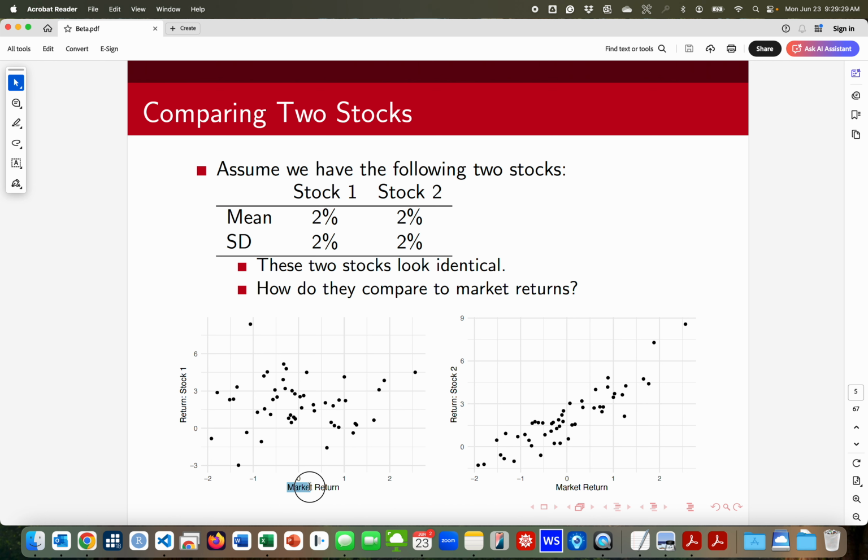So if you look at this, the market return could be positive or negative, and the stock return could be positive or negative. If you look at stock 1, there's no correlation between the return on that stock and the return in the market. So when the market's up, the stock might be up, it might be down. When the market's down, the stock might be up, it might be down. And compare that to the one on the right, where on average, when the market is up, so is the stock. And when the market is down, so is the stock.